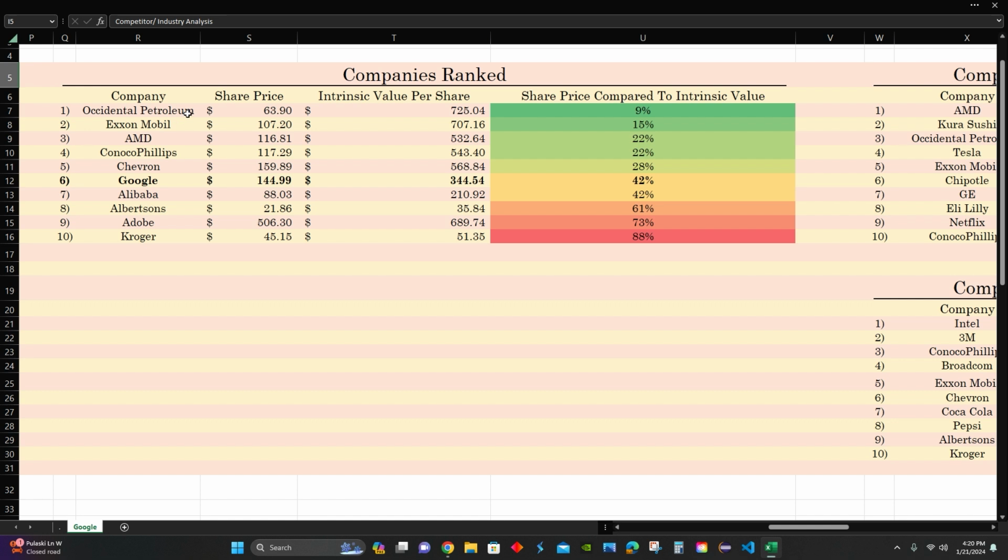Oil companies are obviously subject to change because their buying opportunities increase or decrease based on the increase and decrease in the price of gas, which is very heavily correlated with inflation. So those might move around a lot. But for Google, trading at such a good buying opportunity, they could be one of the companies on this list that actually ends up remaining a very strong buying opportunity. Then we can also see the ones that come behind them: Alibaba, Albertsons, Adobe, and Kroger.